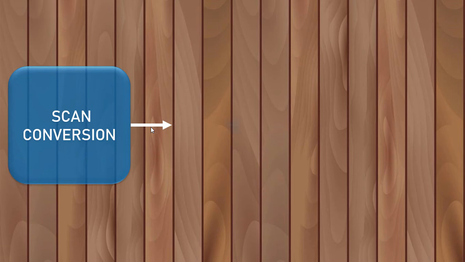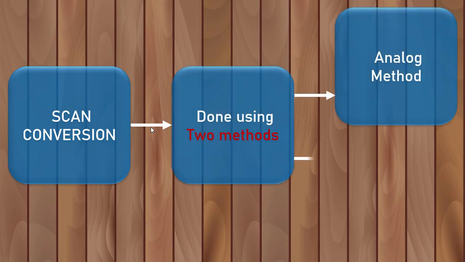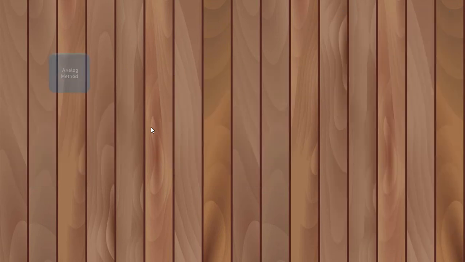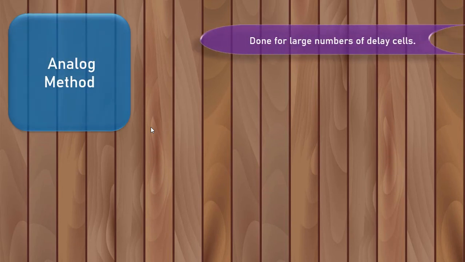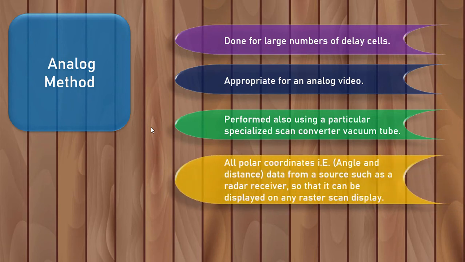Scan conversion has two methods. It means it is done with the help of two methods. First one is the analog method and second one is the digital method. In the analog method, it is done with a large number of delay cells and it is appropriate for any analog video. It is performed using a particular specialized scan converter vacuum tube. All the polar coordinates, that is angle and distance, data from a source such as a radar receiver, so that it can be displayed on any raster scan display.